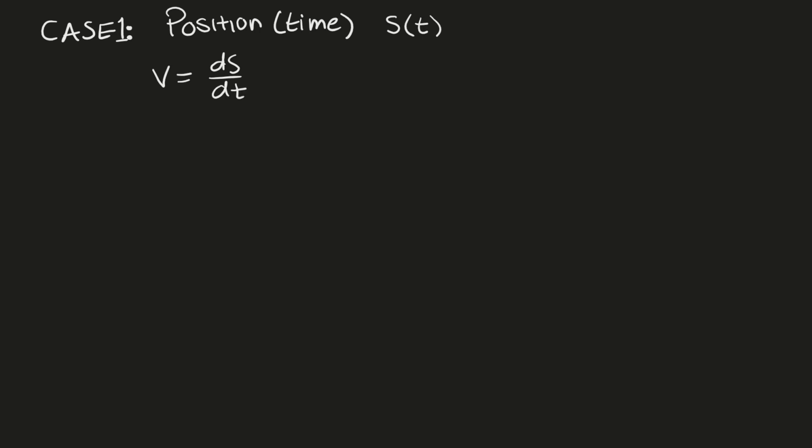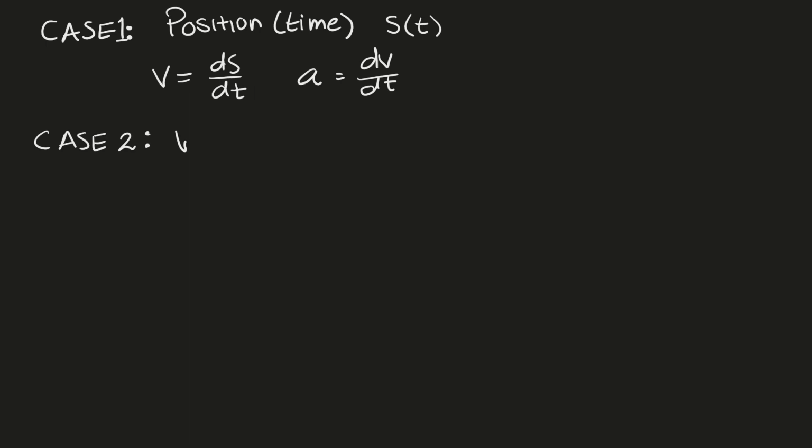Case number 1. The story for case number 1 could be told by any Calculus 1 student. It's pretty straightforward, and that is when position is given as a function of time. So we can call that s of t. So if we have position, we can find the velocity like such, and if we have the velocity, we can find the acceleration like such. So pretty straightforward, pretty fundamental, and pretty simple.